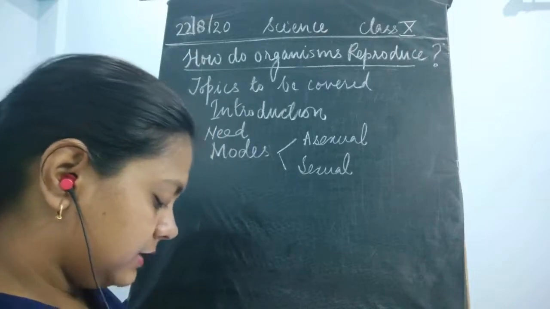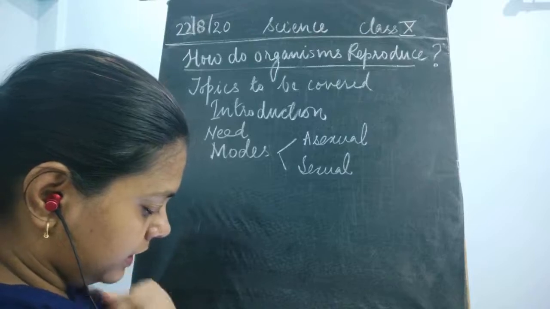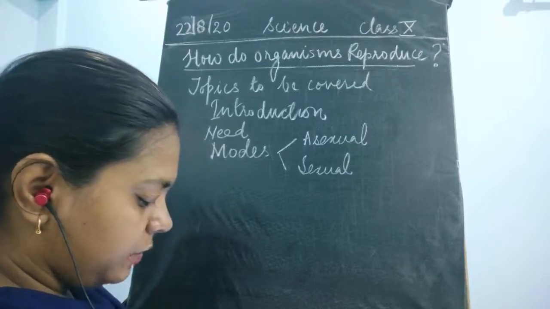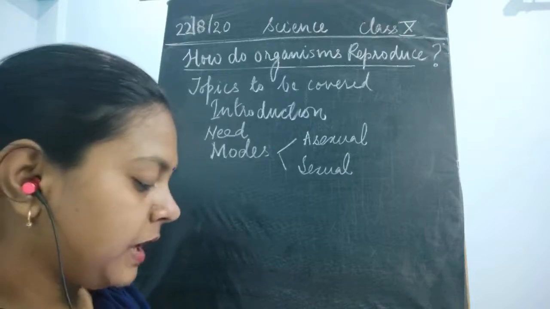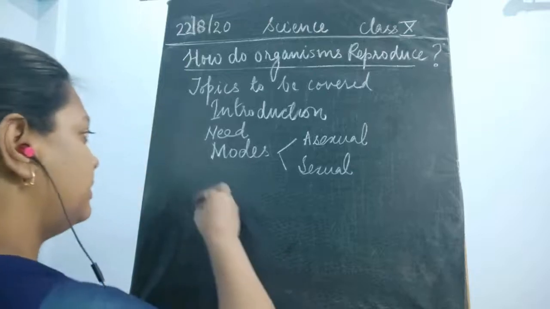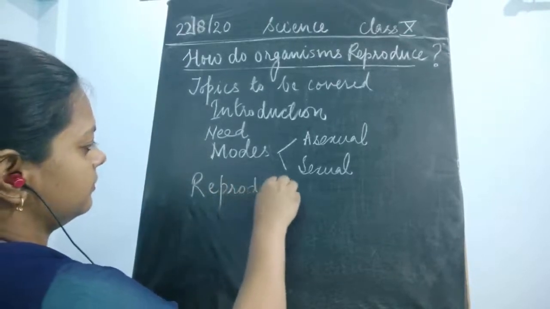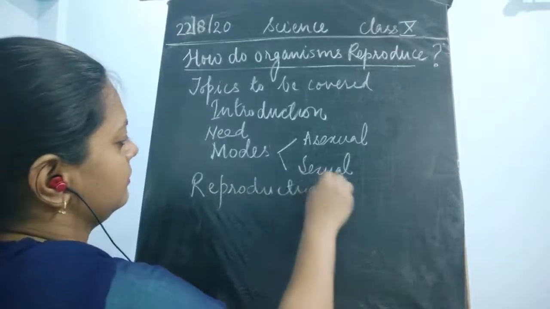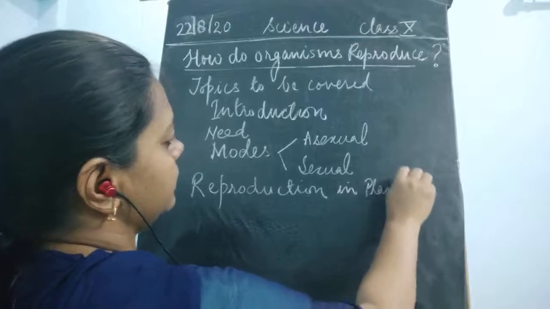And then we will discuss the higher organisms. After studying about the lower organisms, we are going to study about the higher organisms, in which we will study about the human beings and mammals. Then after that we will study about the reproduction in plants, in flowering plants.